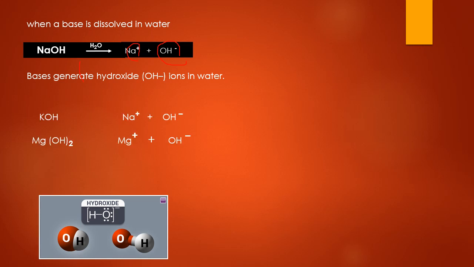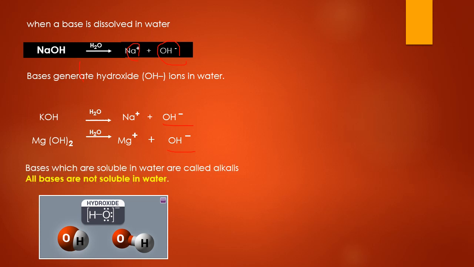Here is the example of another two bases, KOH and Mg(OH)2. In the presence of water, they also get ionized into positive ions and negative ions. So a base releases OH minus ions. The bases that are soluble in water are called alkali. Remember, all bases are not soluble in water.